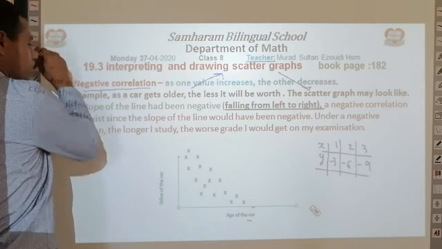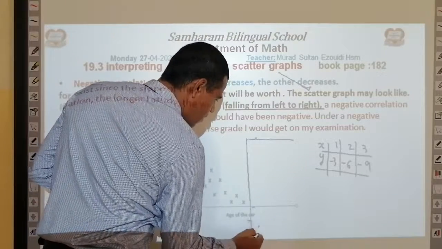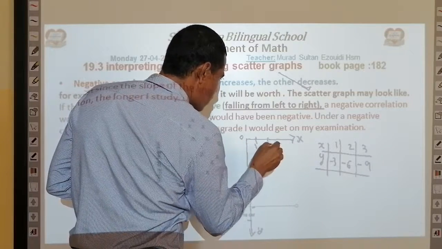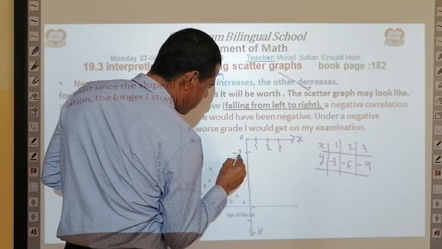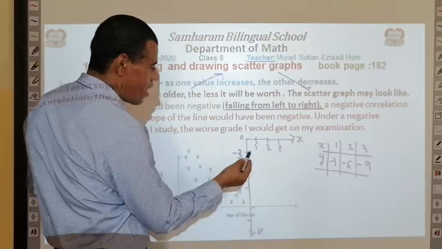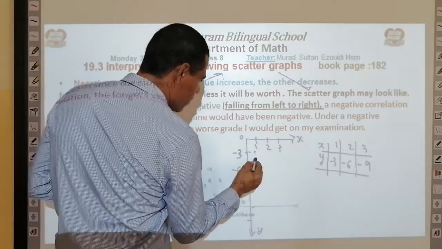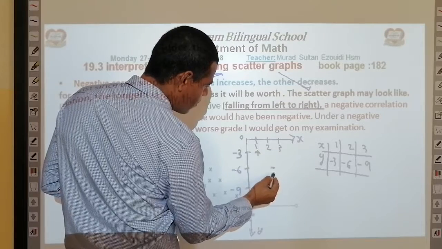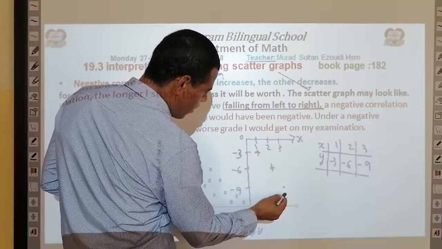Okay, we said, for example, this is y and this is x. This is 0, this is 1, this is 2, and this is 3. This one is negative 3. This one negative 6, and this one negative 9. So when x equals 1, y equals negative 3. This is the first one. When x equals 2, y equals negative 6. When x equals 3, y equals negative 9.